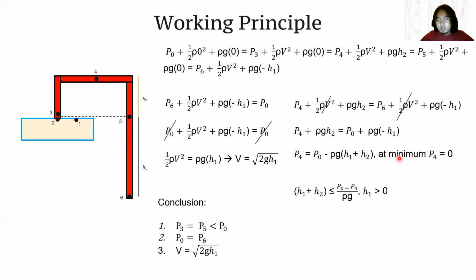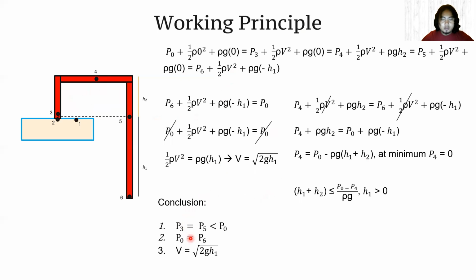And the siphon will only work if this h1 plus h2 is less than or equal to (P naught minus P4) over rho g. And simultaneously, h1 will be greater than 0. This is very logical, because if h1 is not more than 0, the water level will be the same here. Therefore, the siphon will not work.